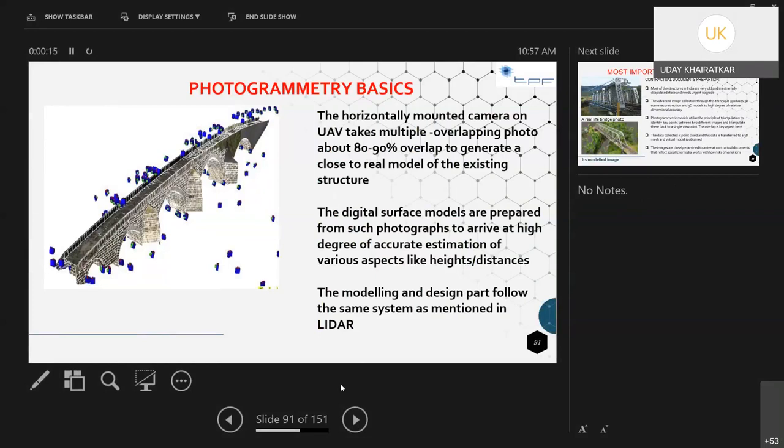The digital surface models are prepared from such photographs to arrive at a high degree of accuracy, estimation of various aspects like height, distance, etc. The modeling and design part follows the same system as mentioned in LiDAR.